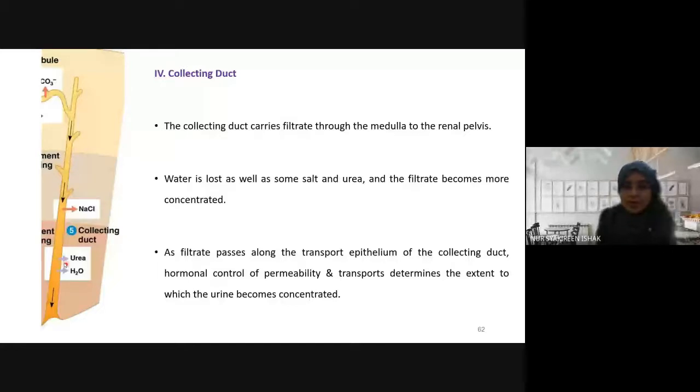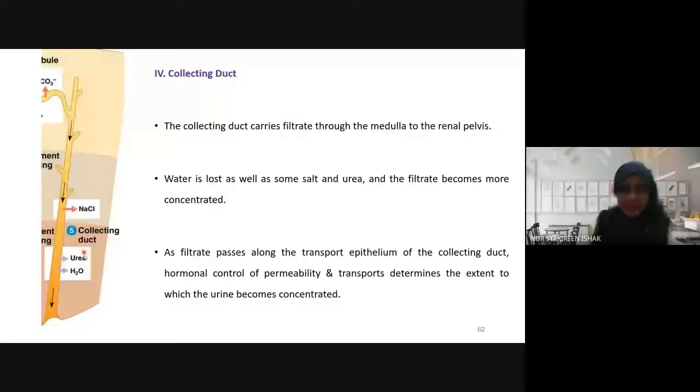So water is lost as well as some salt. Salt akan keluar melalui active transport. Okay. So water is lost and some salt and also urea, and the filtrate becomes more and more concentrated. The reabsorption or the moving out of sodium chloride and also urea, especially in this region, will cause the interstitial fluid in this region especially to be more concentrated compared to the filtrate.